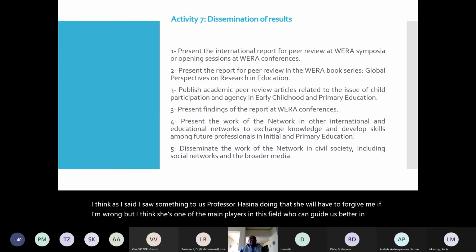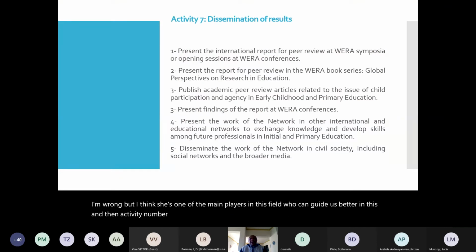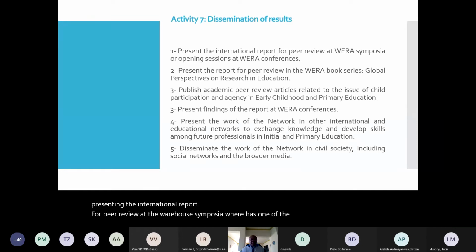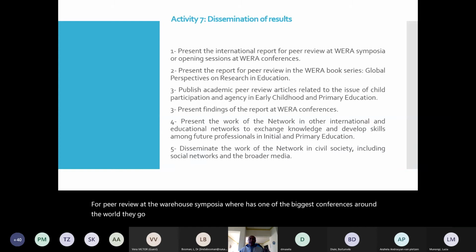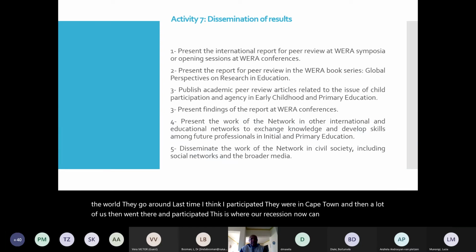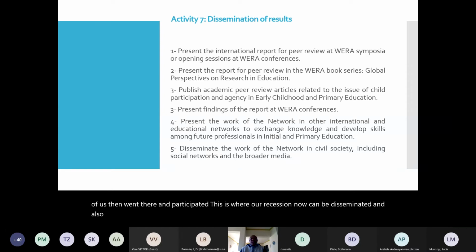And then activity number 7 would be now the dissemination of the results, wherein this will be presenting the international report for peer review at the Vera Symposia. Vera has one of the biggest conferences around the world. They go around. Last time I think I participated, they were in Cape Town, and a lot of us then went there and participated. This is where our research now can be disseminated. And also to present the report for peer review in the Vera book series.